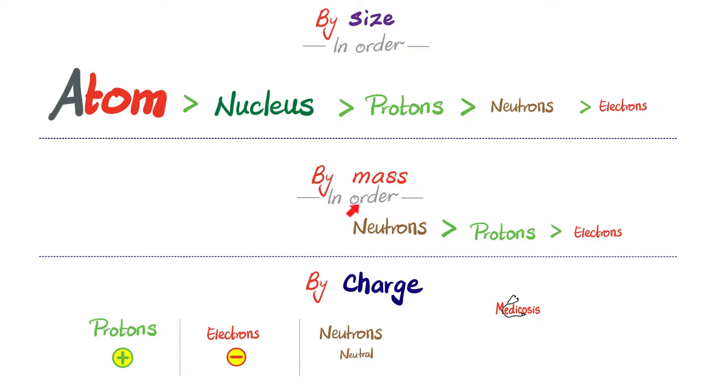Next, let's arrange them by mass. Electrons are the lightest. The mass here is almost non-existent. And then protons, more mass. Neutrons, even more. By charge, protons, +1, electron, -1, neutron, 0.